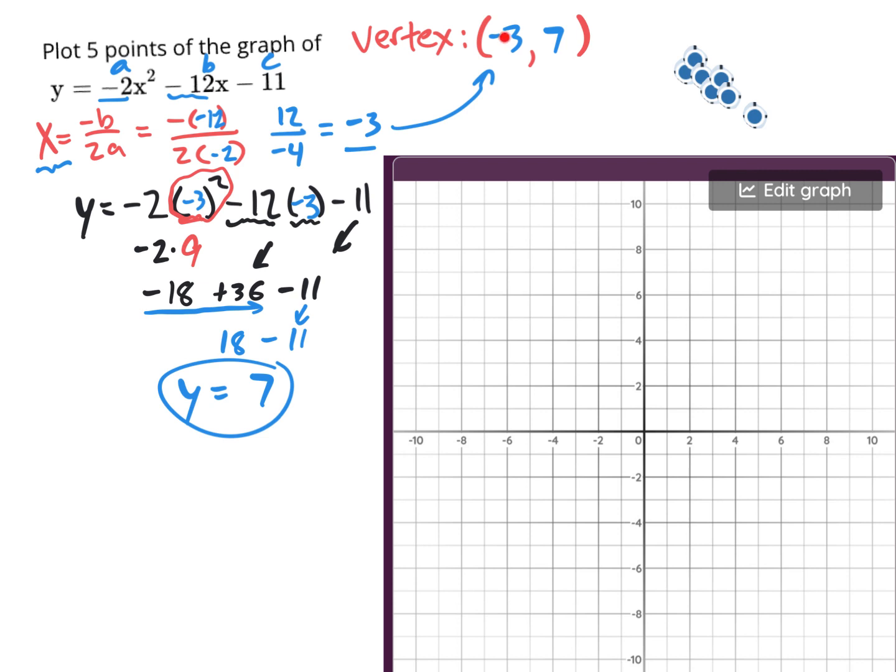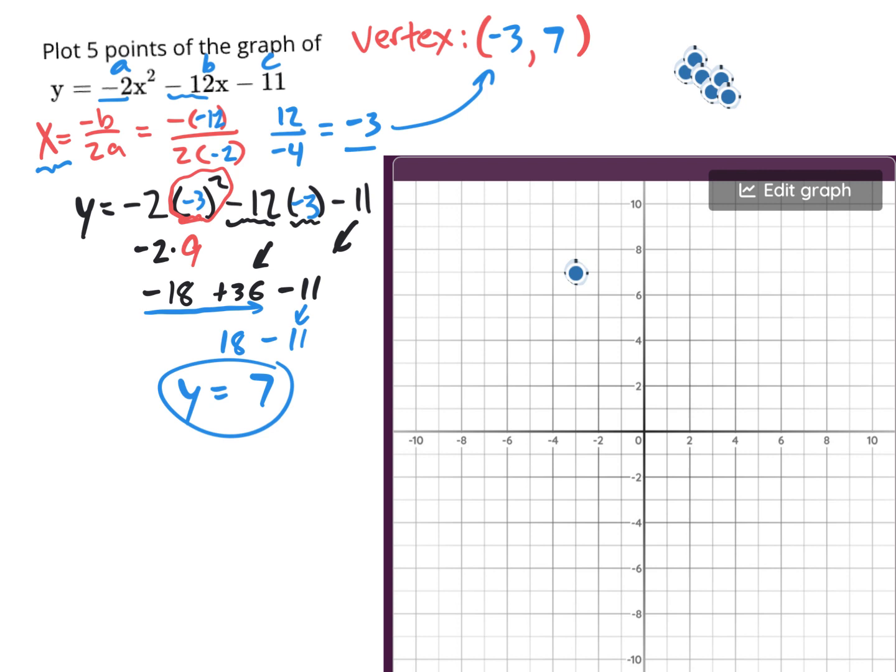Let's go to the location -3, 7. Remember, this is your x, this is your y. Here's the x-axis, here's the y-axis. So you're going to go to the location -3 on the x and +7 on the y. So you just plot a point at -1, 2, 3, 1, 2, 3, 4, 5, 6, 7, right there. That's your most important point. You could imagine an axis of symmetry running right through it.